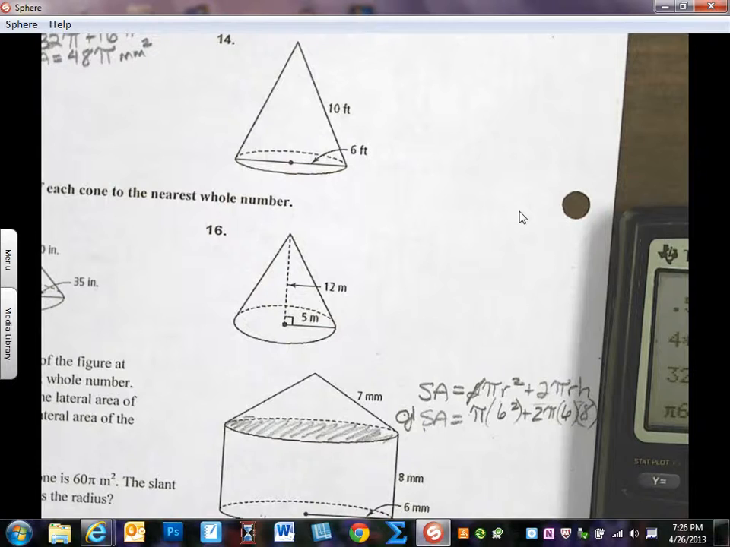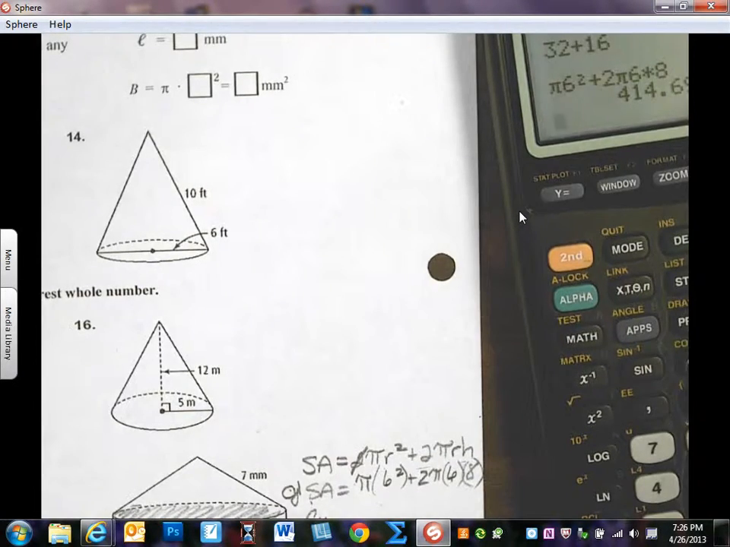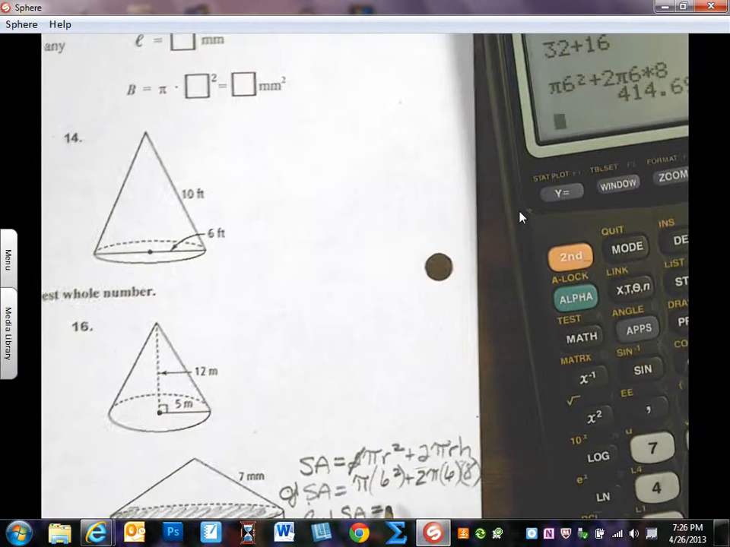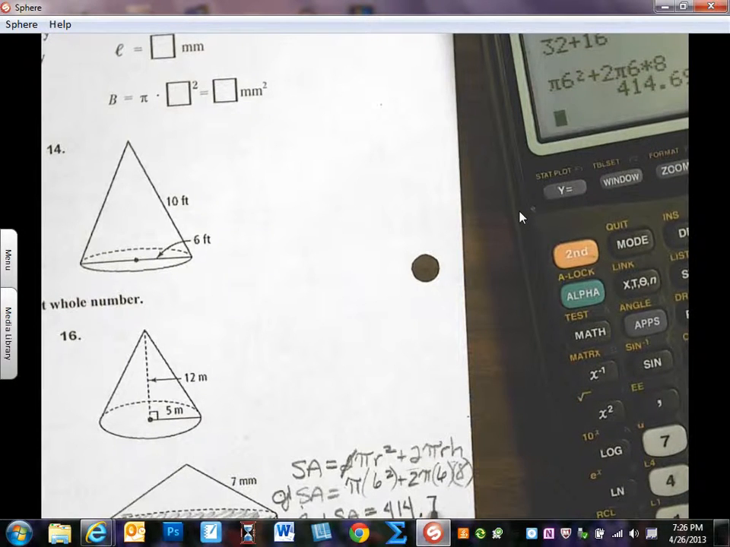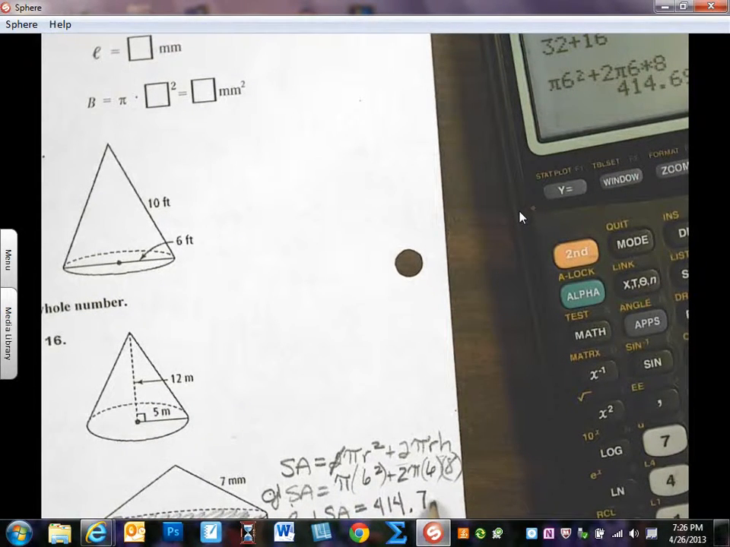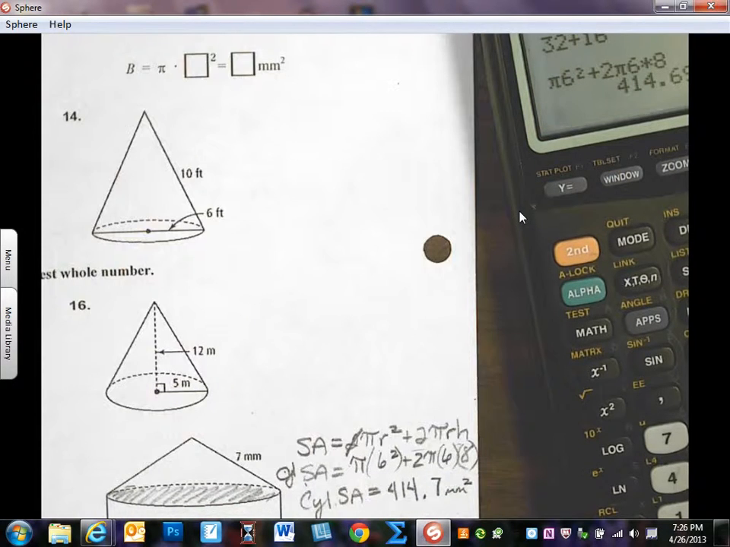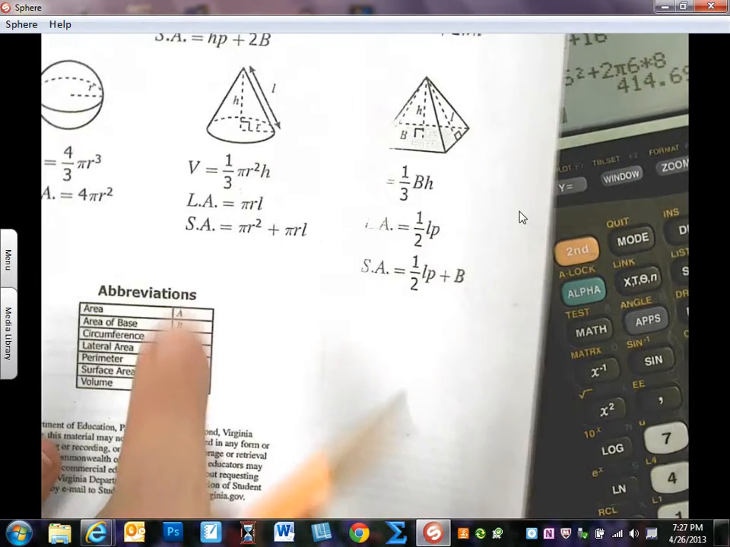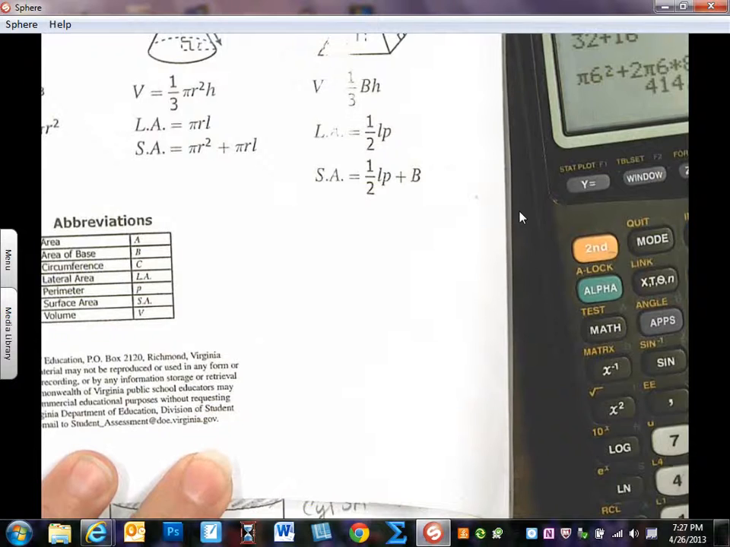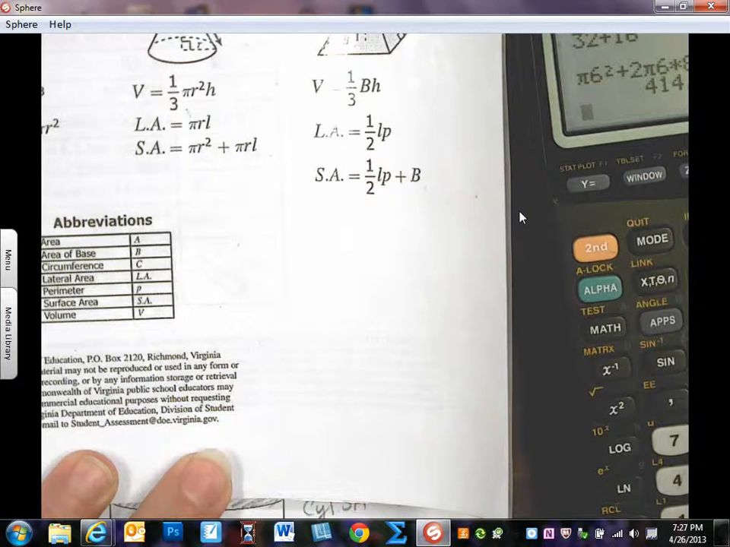Then I'm going to hit enter, and that's going to multiply everything through. So the cylinder surface area is 414.7, and my units are millimeters squared. Now let's find the surface area of the cone. A cone surface area is pi r squared plus pi r times the slant height.